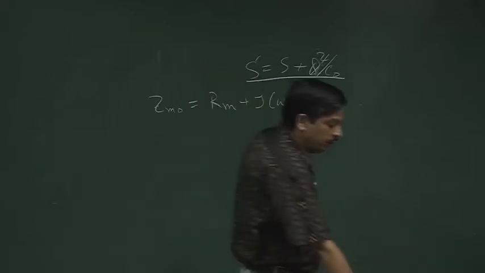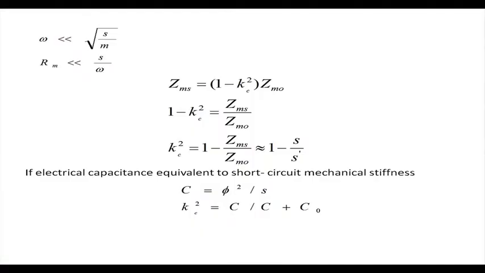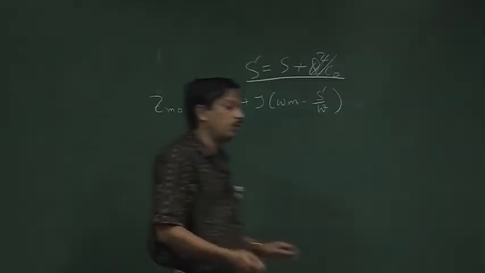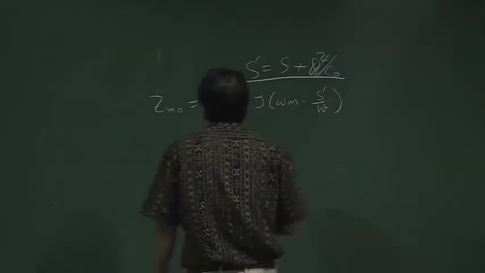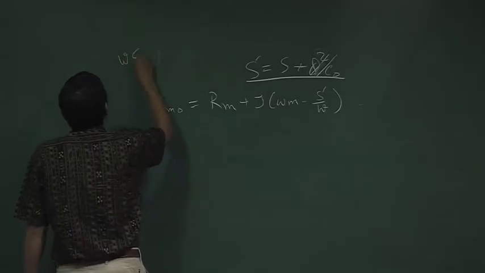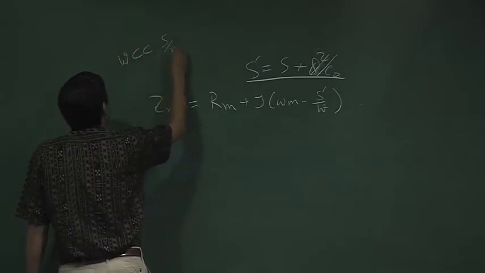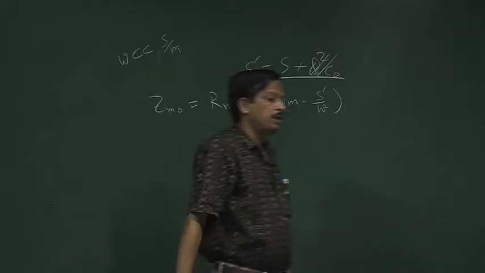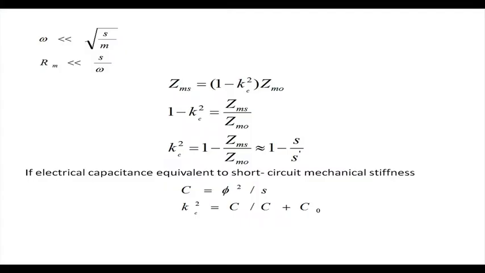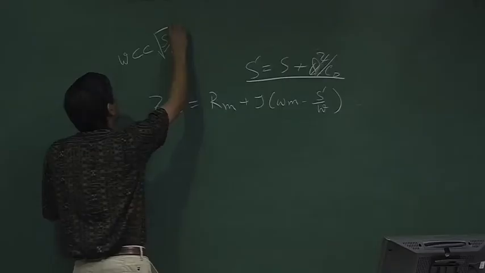Okay. Now, consider an electrostatic transducer where omega is much less than the root over of S by m. What is the meaning? The meaning is that the frequency of operation is much below root over of S by m.